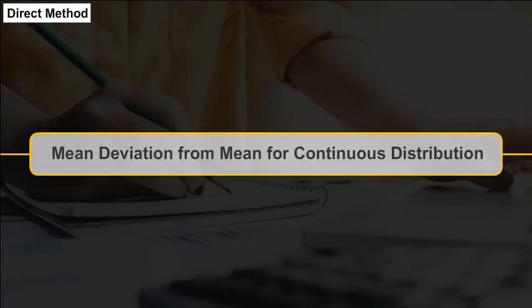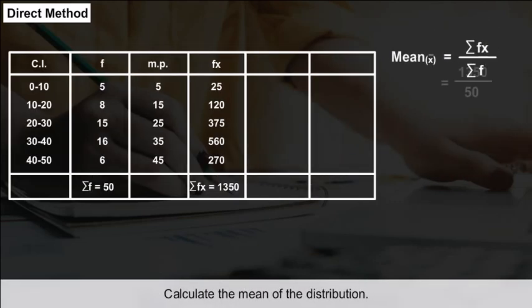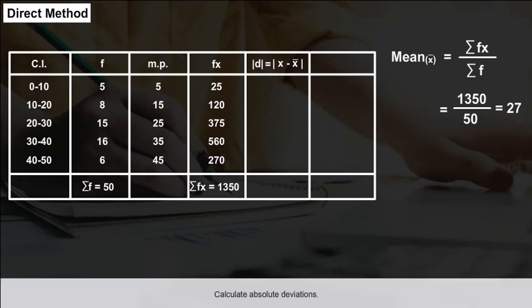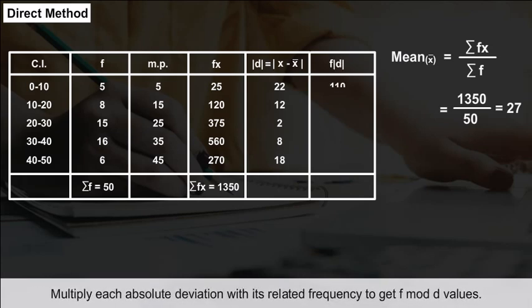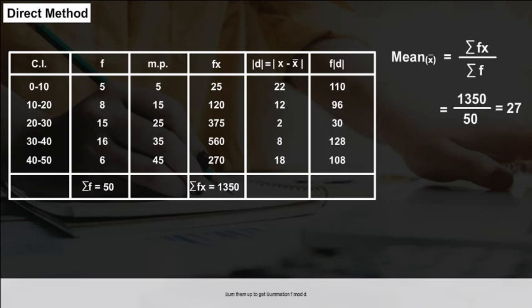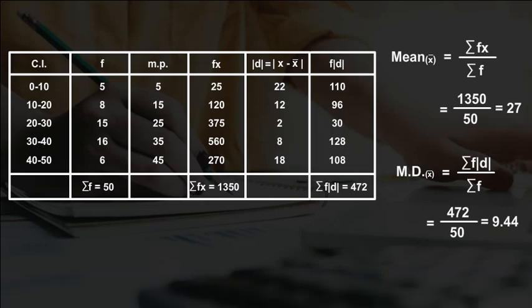Mean deviation from mean for continuous distribution. Calculate the mean of the distribution. Calculate absolute deviations. Multiply each absolute deviation with its related frequency to get f mod D values. Sum them up to get summation f mod D. Apply the given formula. Mean deviation about x bar is equal to summation f mod D upon summation f.